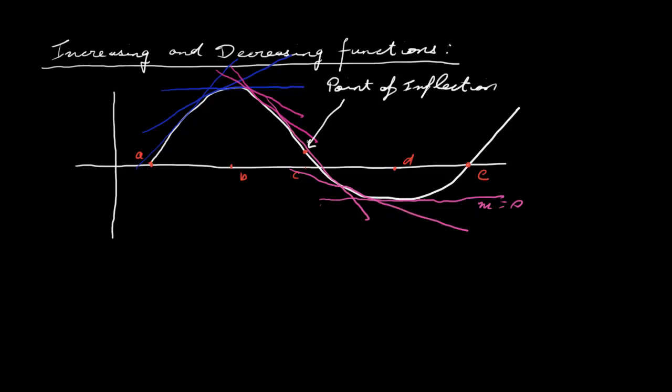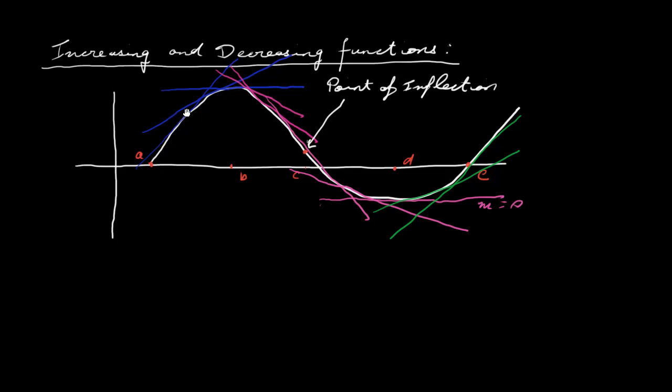And once we actually pass D, the slopes start to become positive. So you can see here we end up with positive slopes, and the slopes get bigger and bigger the further up along here we go. So we have a few different sections here. From A to B, we have an increasing function, or an increasing part of this function.